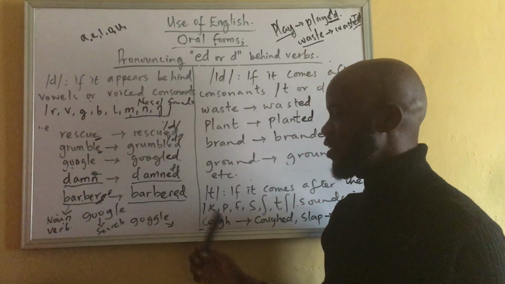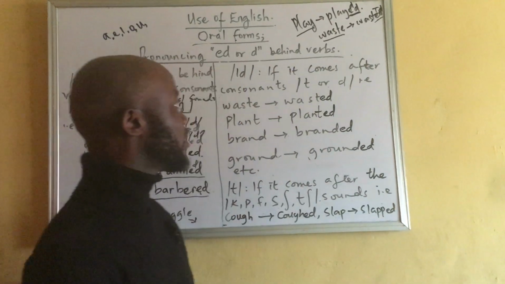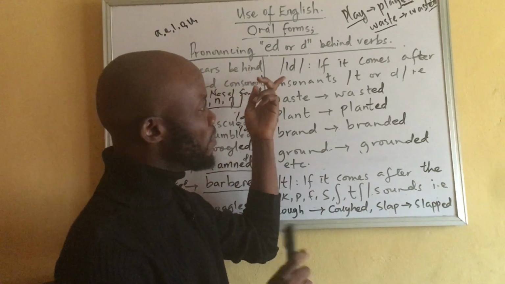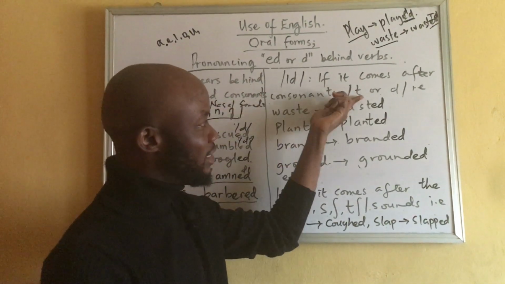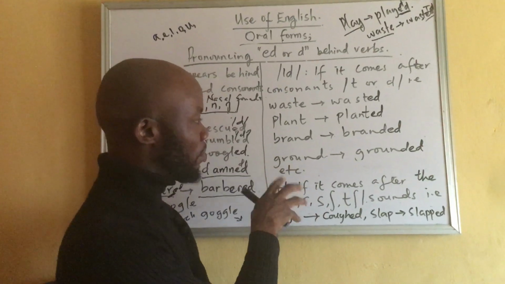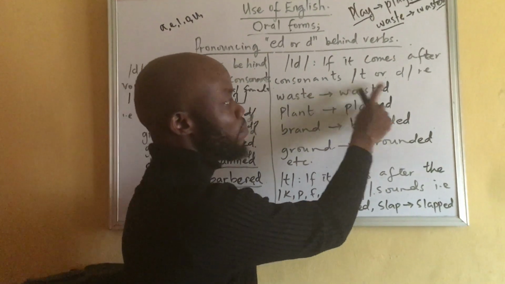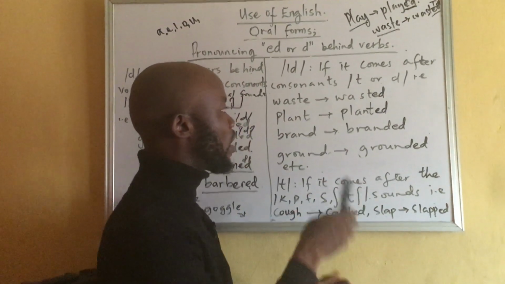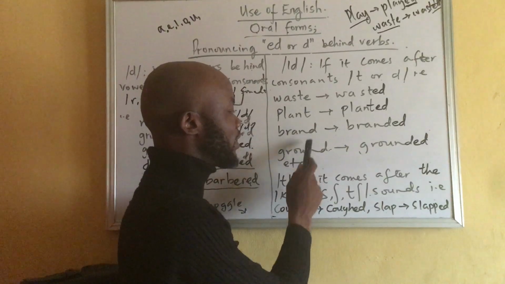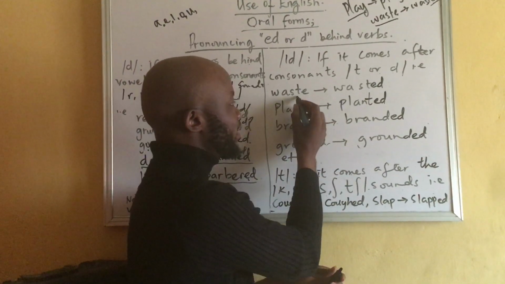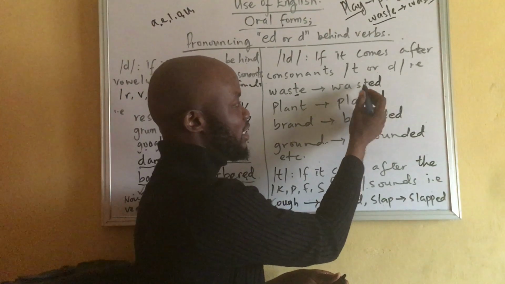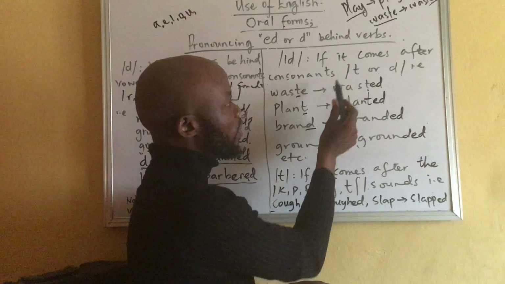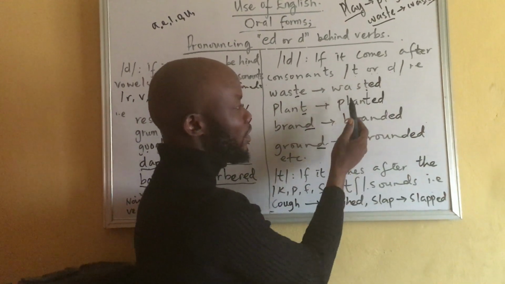All right. So having stated that, we shall come to this side of the narrative. Now look at it. Ed. When ed or d sounds as ed, it must mean that it comes after consonants T or D. Of the three indices or the three factors, this is the simplest to memorize. If it comes after T or D, then it sounds as id. For instance, you have waste, you have plant, you have brand, you have ground. You can see that though there is T here, at the end of the day, it will look as though ed comes after T. Here, plant, there's T here, there is D here, there is D here. So if it comes after T or D, then it becomes what?